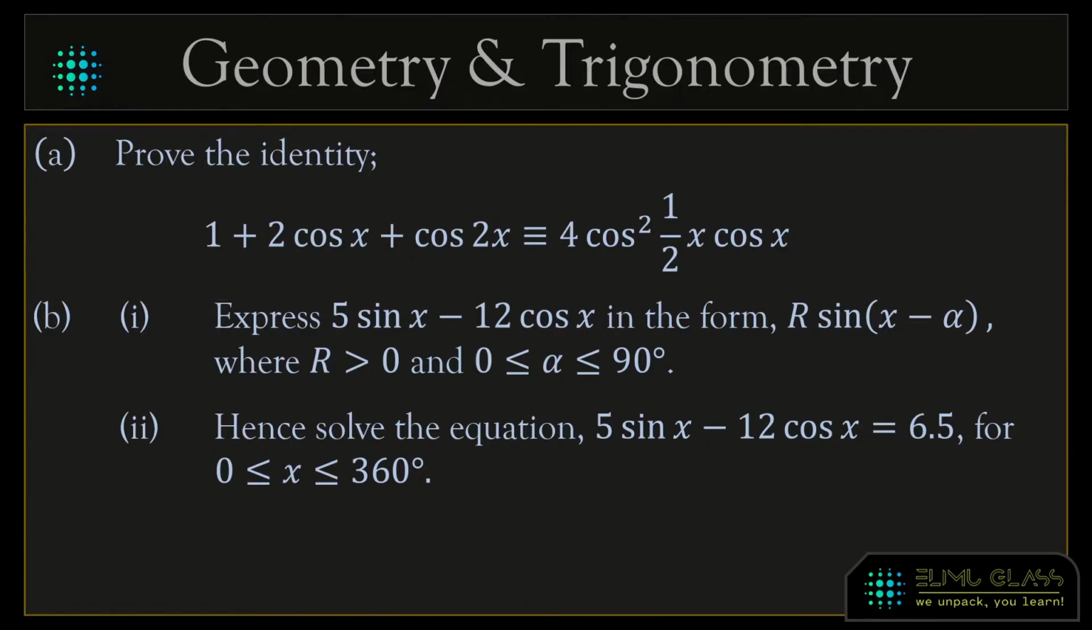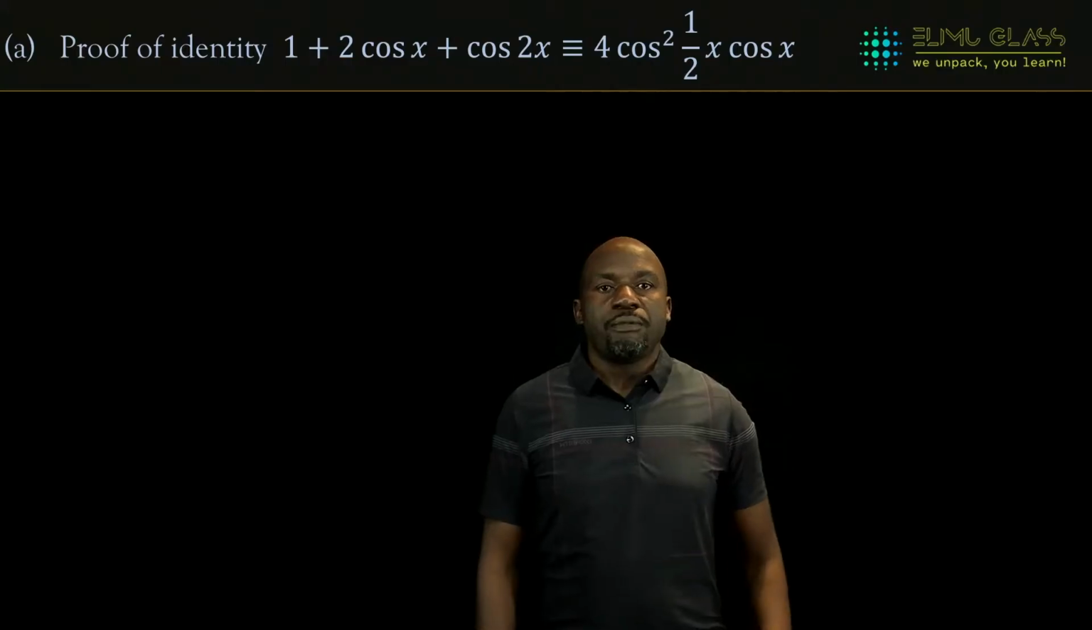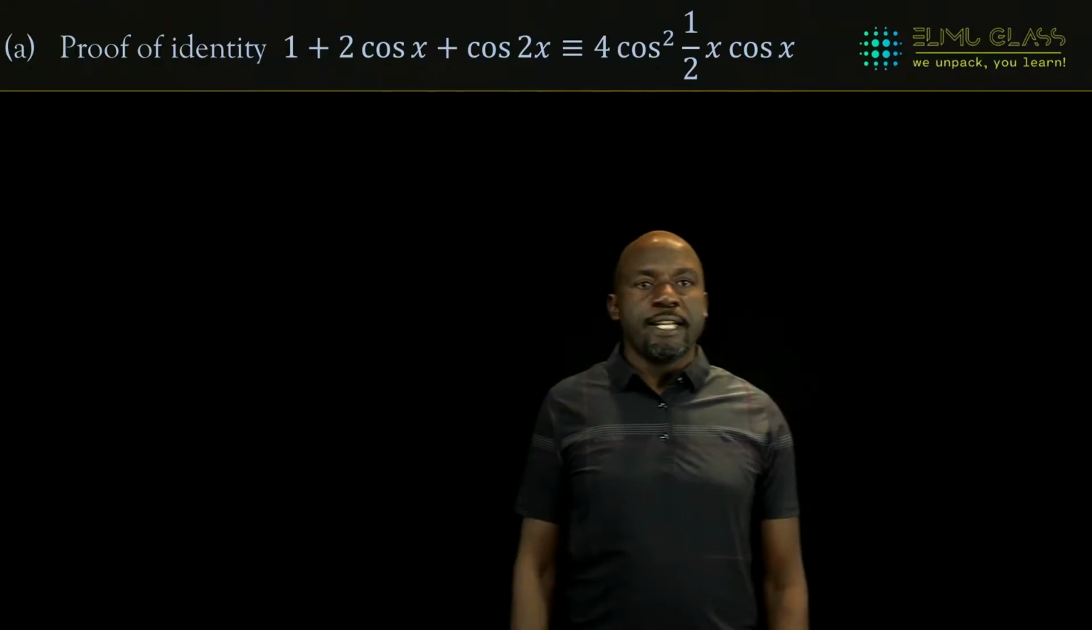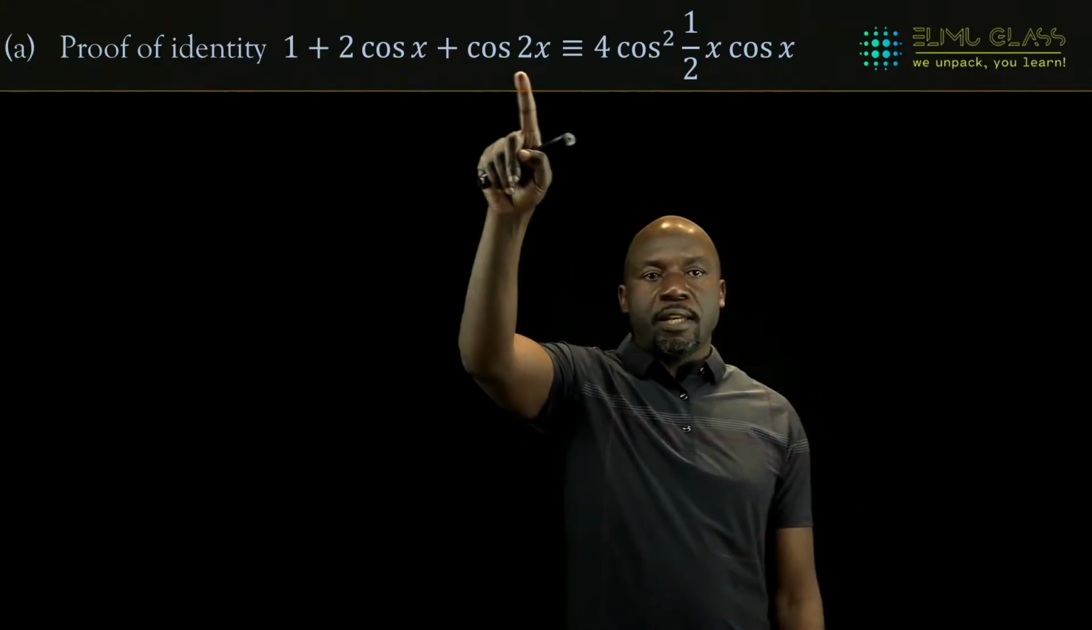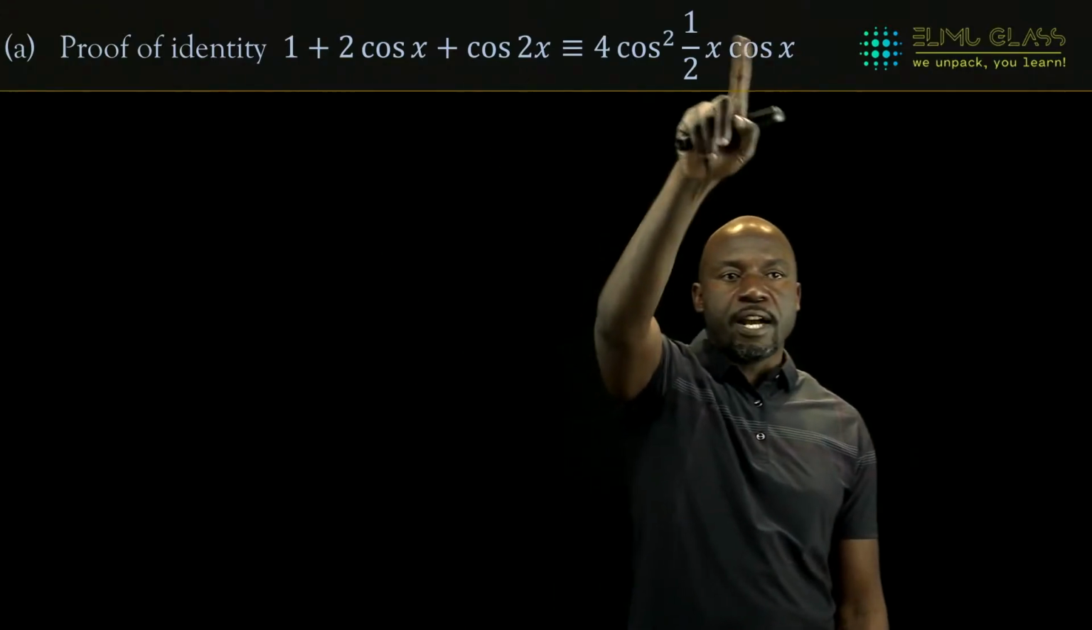Which is what part 2 of B is asking us. So once we've converted it into r sine of x minus alpha, we are going to be able to solve that equation in part 2. Let's see how we go through this problem. So the first part is for us to prove this identity. We want to show that this left-hand side is the same as the right-hand side.